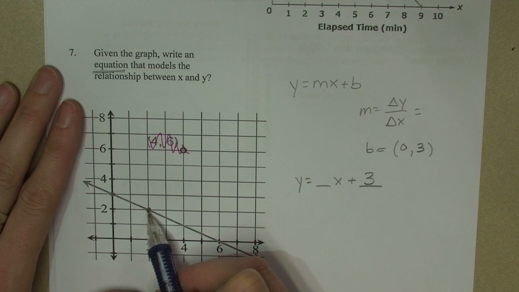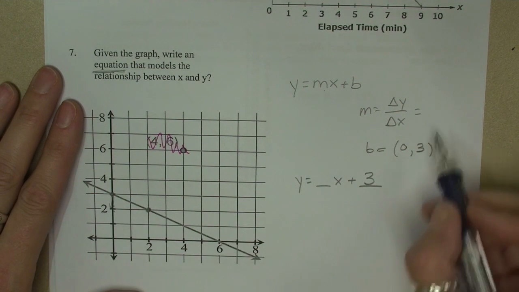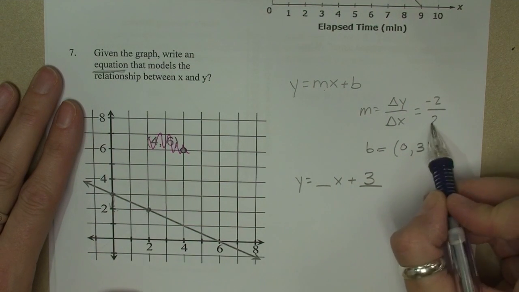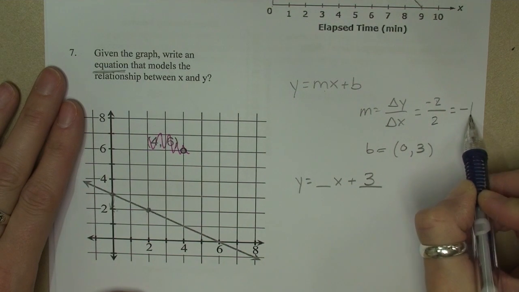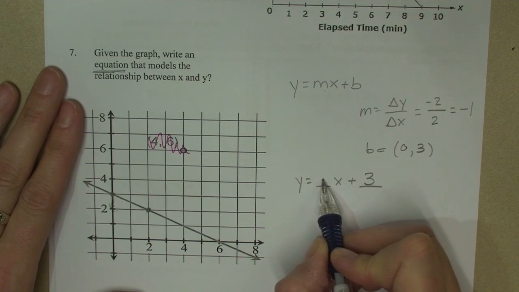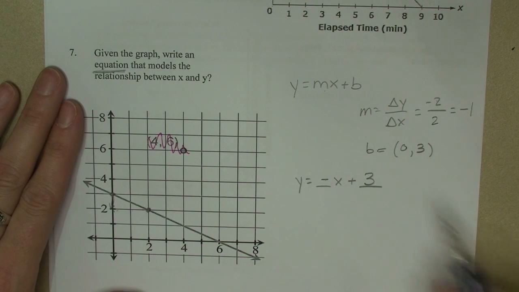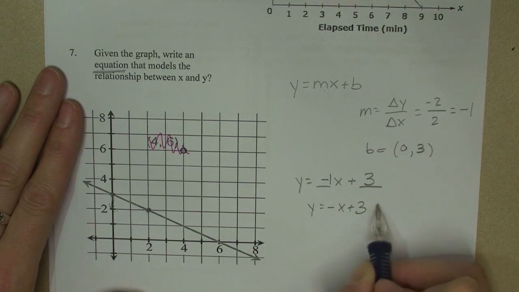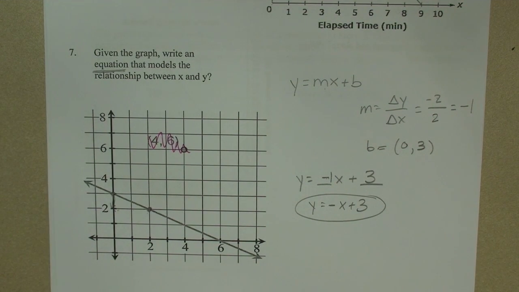My change in x, so if I go ahead and use that as a good point, it looks like this is another good point right here. I went down 2, and I went over 2. So that looks like -1 to me. So instead of writing a 1 there, I'm just going to write a negative because there's a -1x. So y equals, I'll just put the 1 there so you can see it. -x plus 3 would be my final answer, so it's the most simplified form.